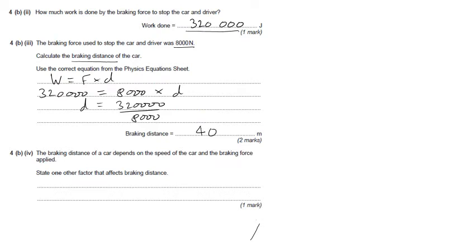4b part 4 tells us the braking distance of the car depends on the speed and the force applied. State one other factor that affects the distance. Well, you could write down anything from icy or wet roads, worn tyres, the road surface, the mass of the car, because a heavier car has a greater braking distance, or the efficiency or condition of the brakes. So any of those will do, but I'm going to choose icy or wet roads.